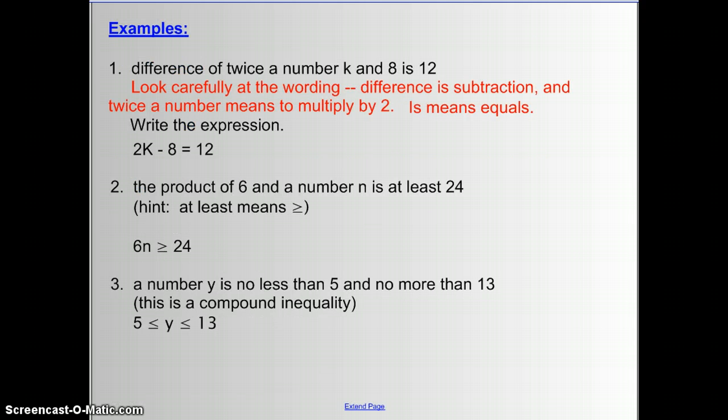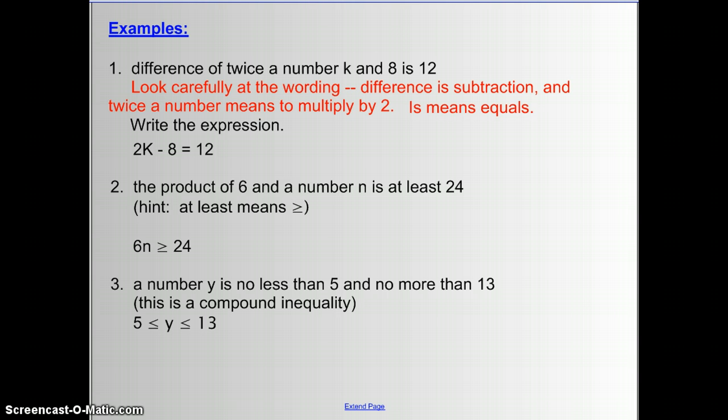Here are some examples. The first one says, a difference of twice a number k and 8 is 12. Look carefully at the wording. Whenever you see is, it means equals. Difference is subtraction. And twice a number means you must multiply it by 2. So in this case, to write the math sentence, we're going to write 2k minus 8 equals 12.